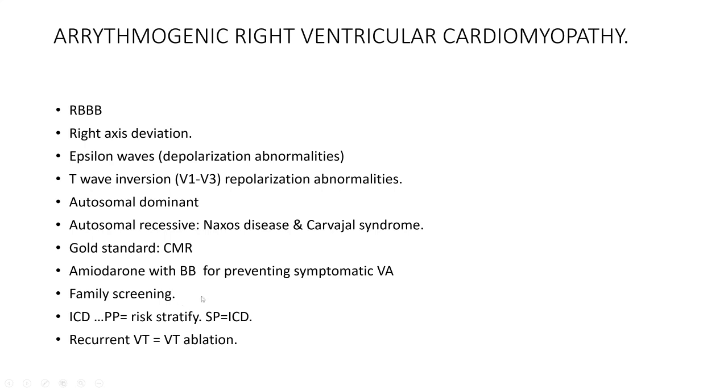Family screening is very important. And for the ICD, like in this scenario, who had cardiac arrest, yes, we will go for the ICD, because he had already had the cardiac arrest and it's part of secondary prevention. And if this patient has recurrent VT despite the ICD and antiarrhythmic treatment, then this patient should go for VT ablation. Because in arrhythmogenic right ventricular cardiomyopathy, there are islands of scars, and these scars are the substrate for VT. So we have an option for VT ablation in these patients.